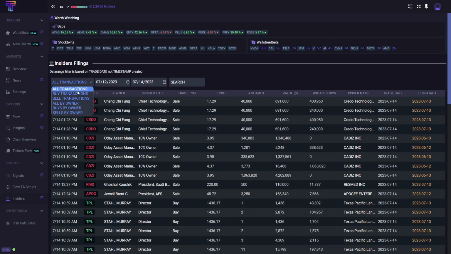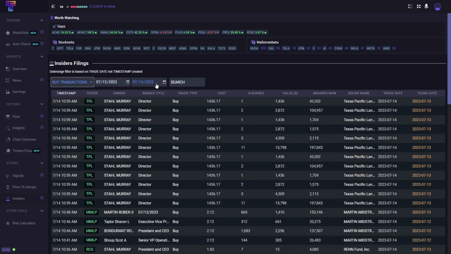You can filter down to various items right here, such as all transactions, buy transactions, sell transactions, all the transfers by the owner. You can look at the buys by the owner and the sells by the owner. So let's go to buy transactions. And we're going to keep the selected date range of 7/12 to 7/14.